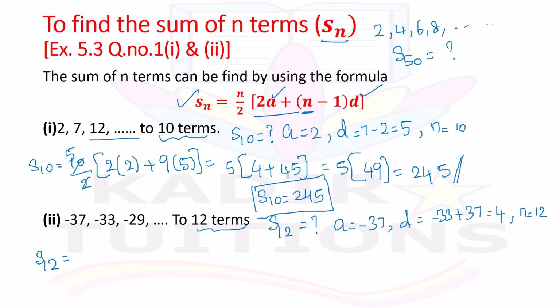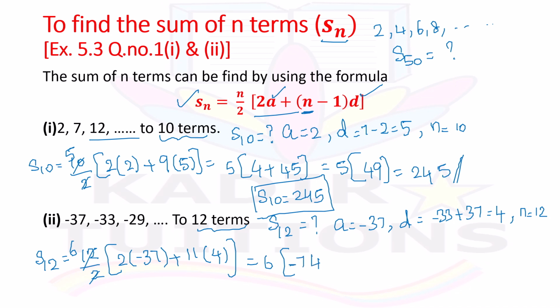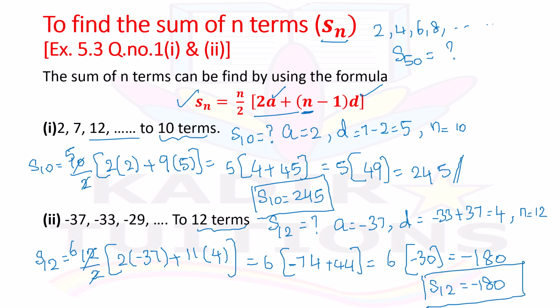So S12 equals 12 by 2 into 2 into the A value, minus 37, plus n minus 1, which is 12 minus 1, 11 into 4. So yes, 12 and 2 we can cancel. It goes for 6 times. 6 into 2 into minus 37 is minus 74, plus 44. So 6 into minus 74 plus 44, which is minus 30, is equal to minus 180. So what is the value of S12? It's equal to minus 180. So this is the answer for this question.